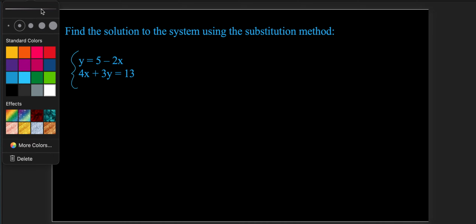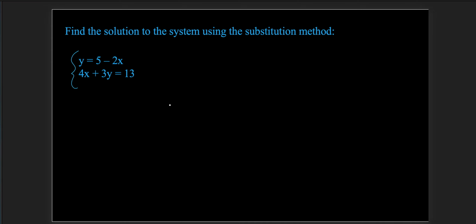Find the solution to the system using the substitution method. So we're going to use the substitution method. That means we're going to take one equation and plug it into the other equation in order to solve. And our answer is going to be an xy ordered pair point. So our answer we're going to put right here. We're going to find what the x is and what the y is. So we're solving for x and we're solving for y.